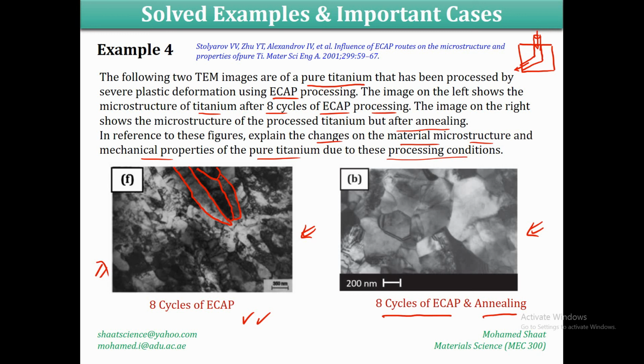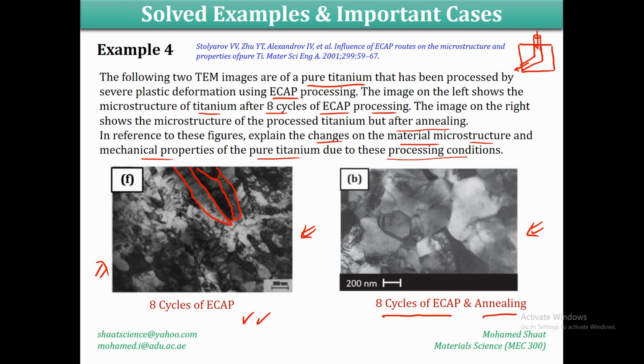Before ECAP processing, you have to explain what the material microstructure is. Let us focus first on the material microstructure before ECAP. Before ECAP, the microstructure is uniform. The grains are equiaxed. The dislocation density is low, around 10 to the power 3 millimeter to the power -2. This is the microstructure before ECAP.